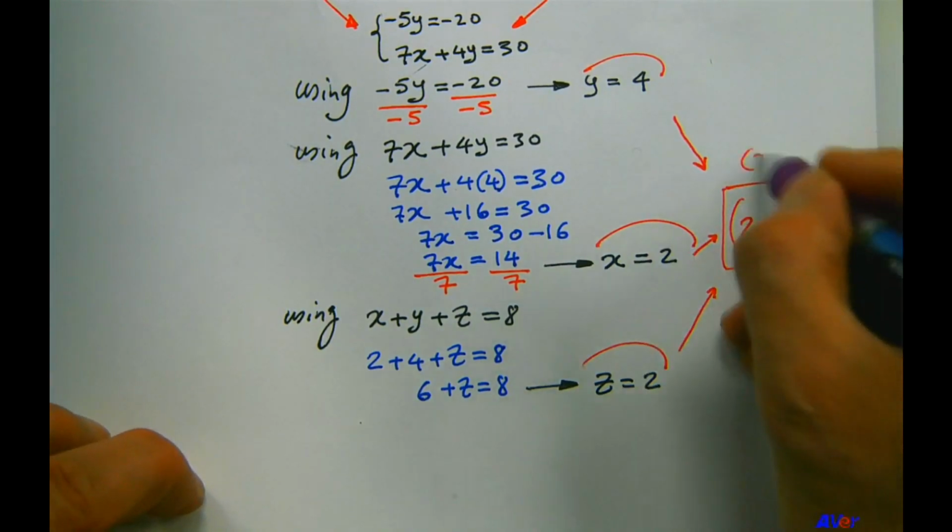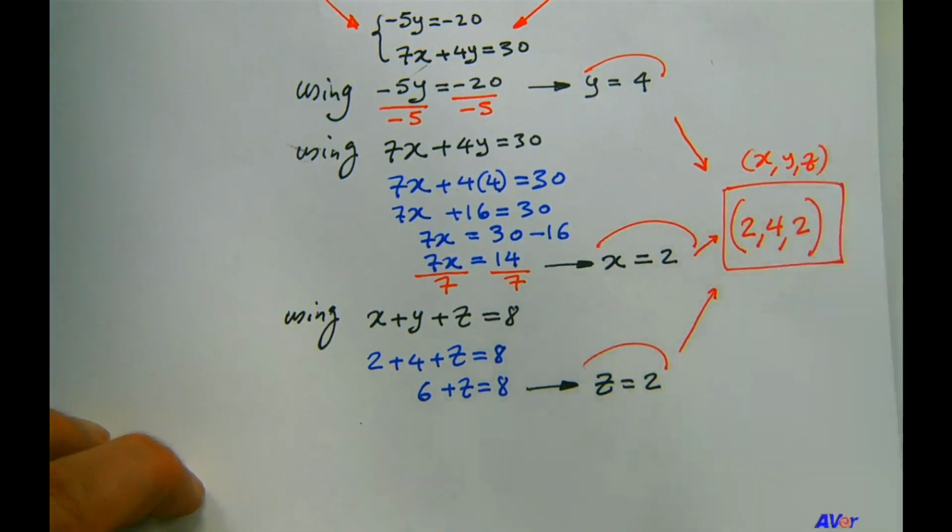Because this is x, comma, y, comma, z. That's the format of the solution. Okay? That's where that point in 3-dimensional space, not 2-dimensional, in 3-dimensional space, (2, 4, 2) is where all those three lines intersect.